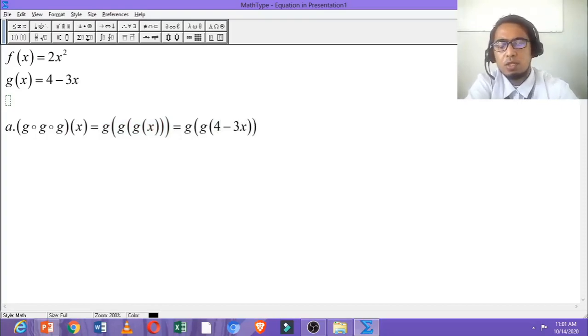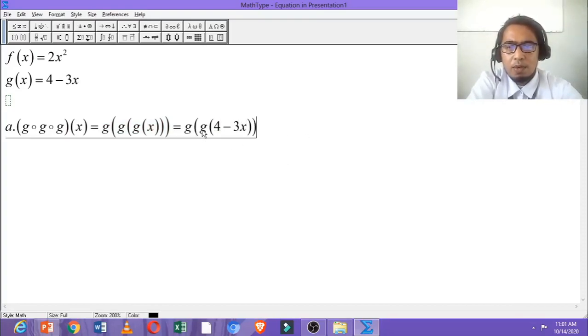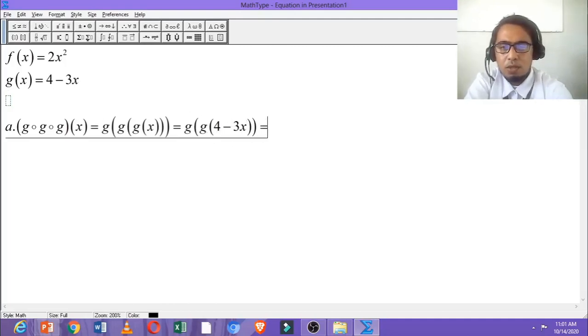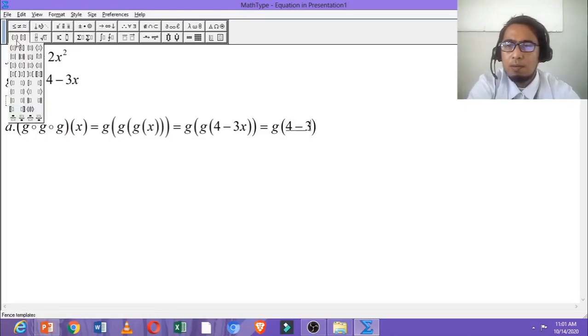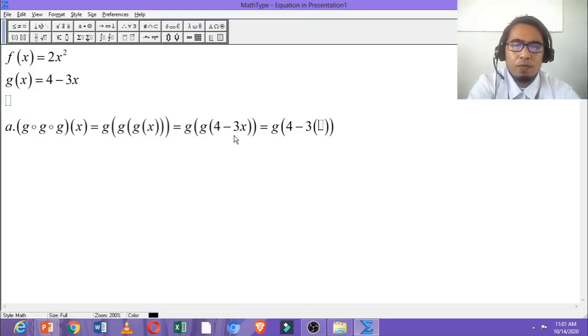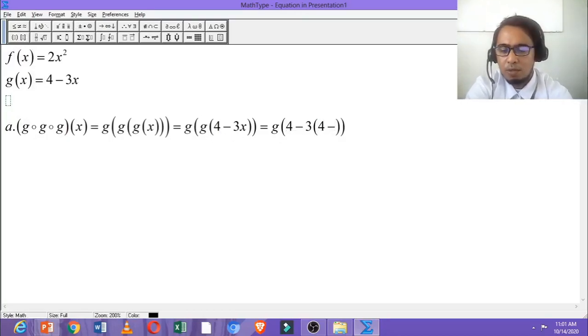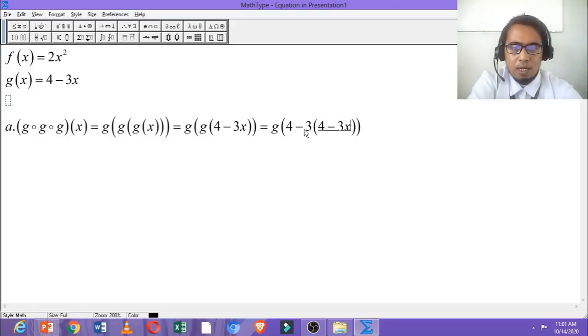4 minus 3x. Okay, the next step is we will be performing this one under the function g, and we all know that the function g is defined as 4 minus 3x. So you will have 4 minus 3, then the input. But here the input is 4 minus 3x, so you will have 4 minus 3x. Before we perform the last g, we need to simplify first the answer in the innermost portion, or the last input.